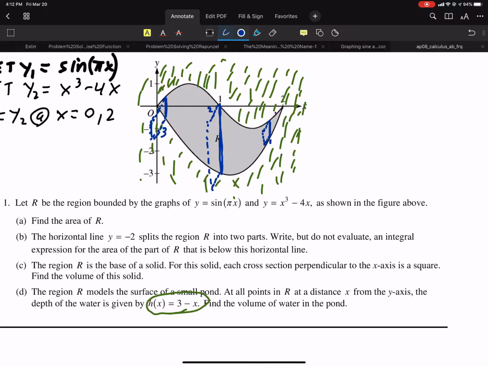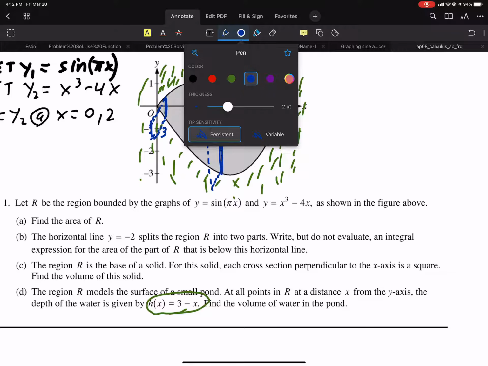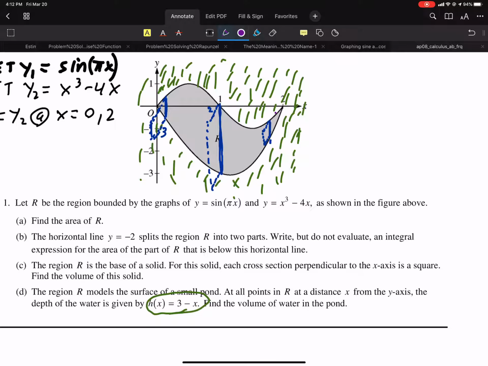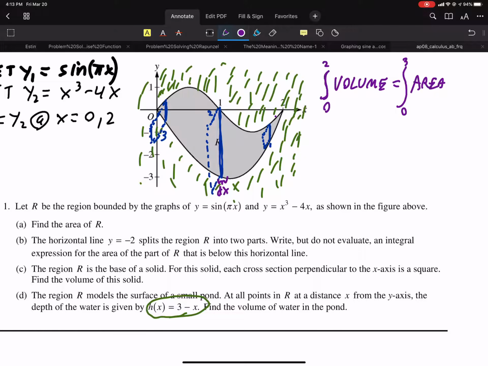So here we go. Purple's a nice, pretty color. To get volume, you have to add up all the volumes. And we start at 0 and end at 2 like before. But the volume on all of these is going to be the area of the shape times the thickness. And if you look, the width of this is going to be a change in X of all my slices. So the thickness of that will be dx.